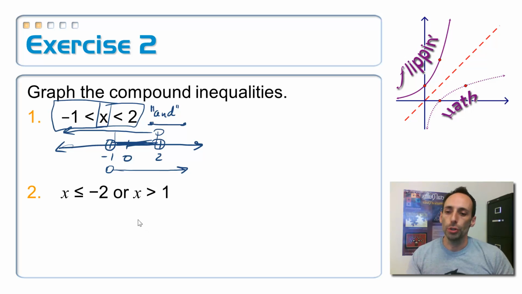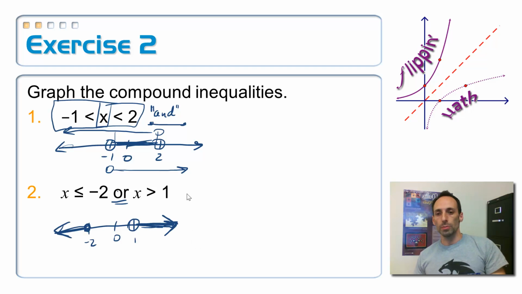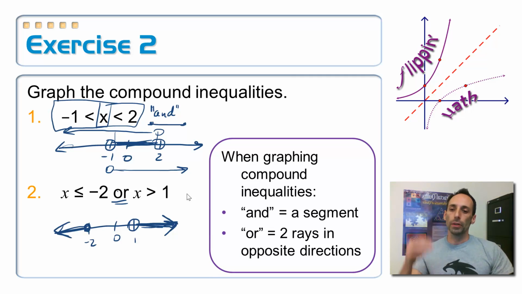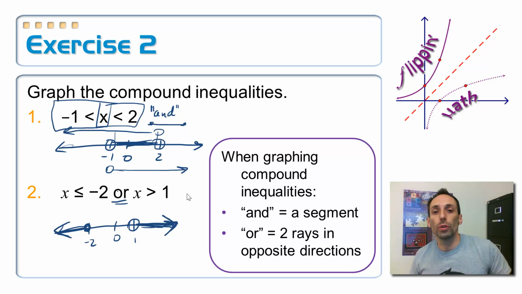On number 2, I've got an or inequality, so I'm going to have rays that are going in opposite directions. Just draw myself a number line, a 0 here. Let's put a +1, and then I need a -2. The -2 is equal to, so it gets a closed mark, and x is less than or equal to that, so it goes to the left. Or x is greater than 1, so open circle around that, and it goes to the right. So some notes on that: compound inequalities, ands, they're always going to look like segments, and ors, they're always going to look like rays going in opposite directions.